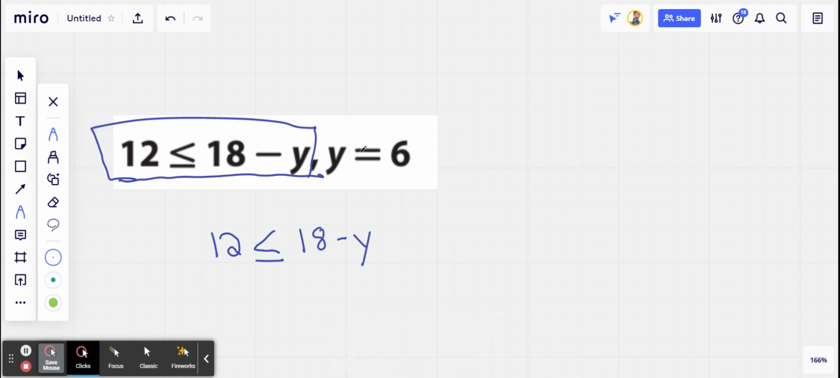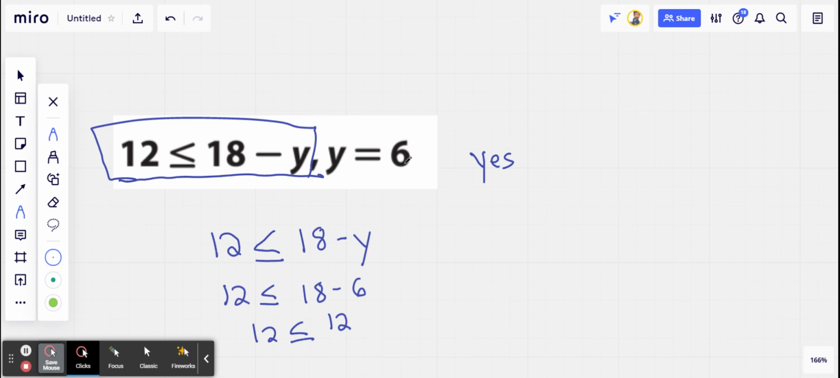They give us a value of 6, y equals 6, so we're going to substitute that in. I'm going to rewrite this. 12 is less than or equal to 18 minus 6. Well, 18 minus 6 is going to be 12. So 12 is less than or equal to 12. That is true. So that would be yes. The value given does make this true.